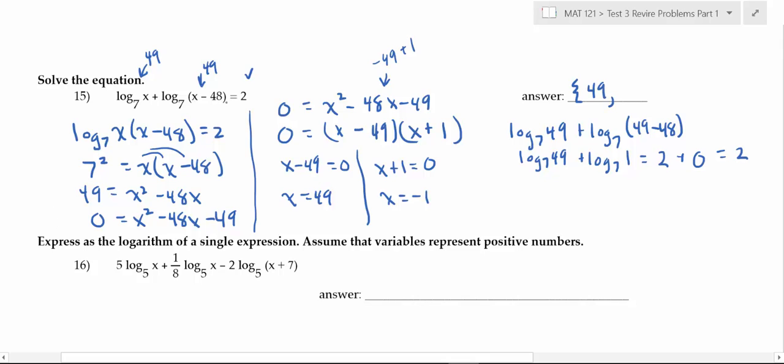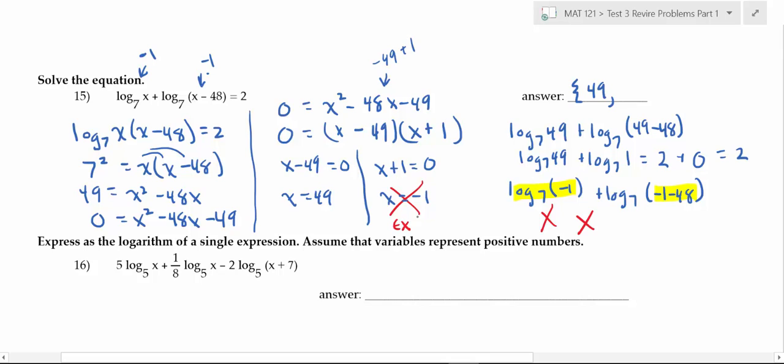Now we need to see what happens if we replace the x's with -1. So let's go ahead and do that. Let's plug -1 in. If you do that, you're going to have log base 7 of -1 plus log base 7 of -1 minus 48. Now here's the deal. You cannot take a log of a negative number. So that means this one cannot be right, so you have to throw that out. That's an extraneous solution. It will not check because you cannot take a logarithm of a negative number.